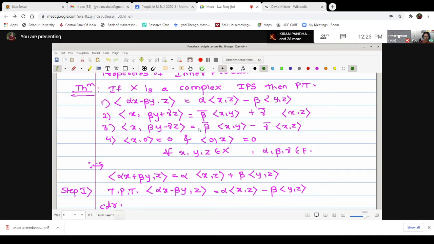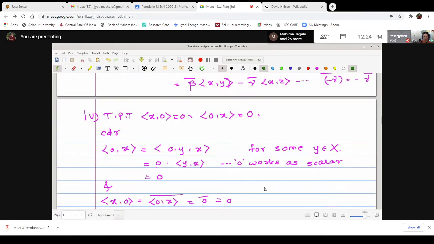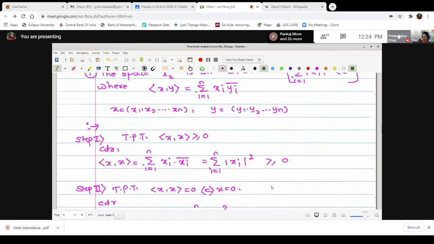The fourth property tells us that in an inner product, if any one of the vectors is 0, then the inner product is 0, which exactly matches the concept of multiplication and dot product we have seen. Then we have seen one example also, that L2N is an inner product space.